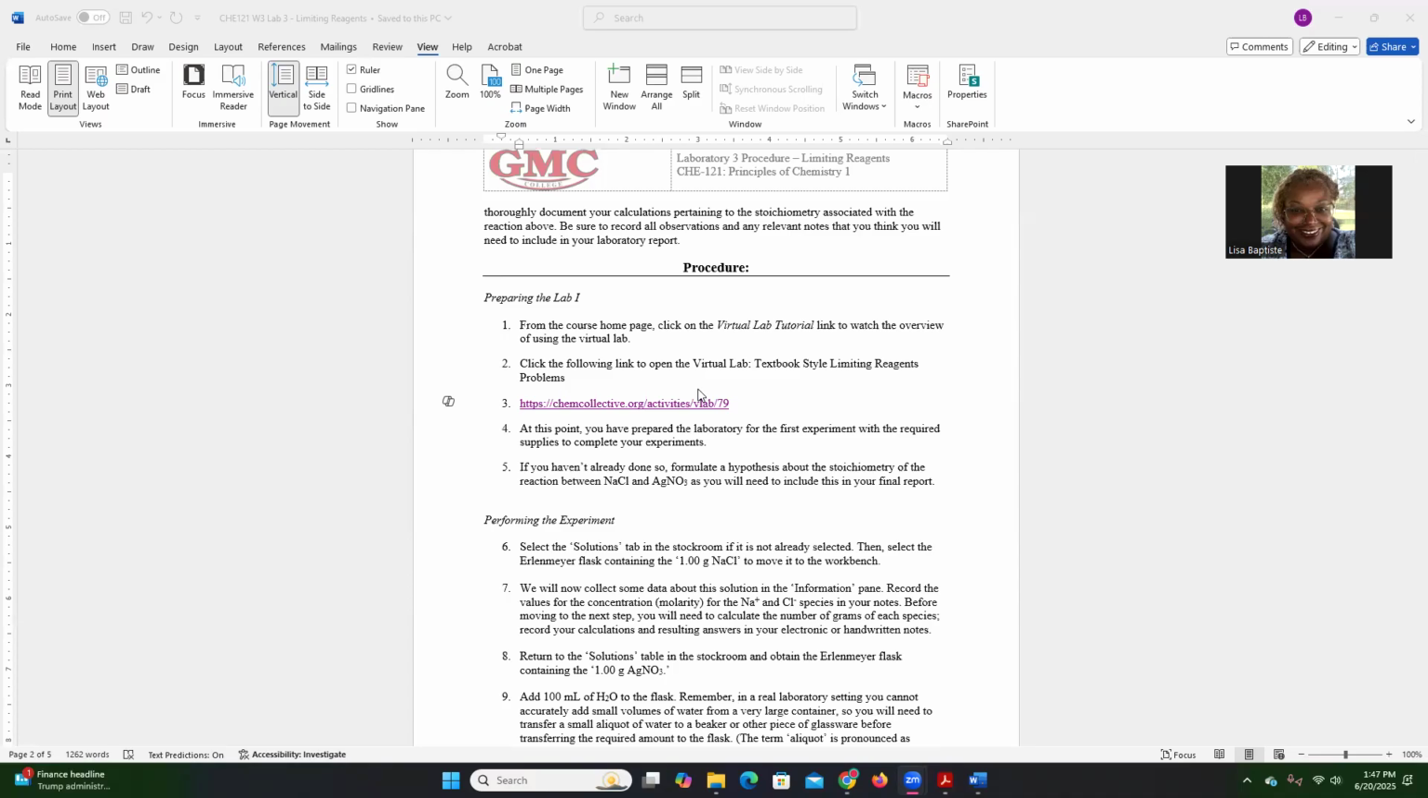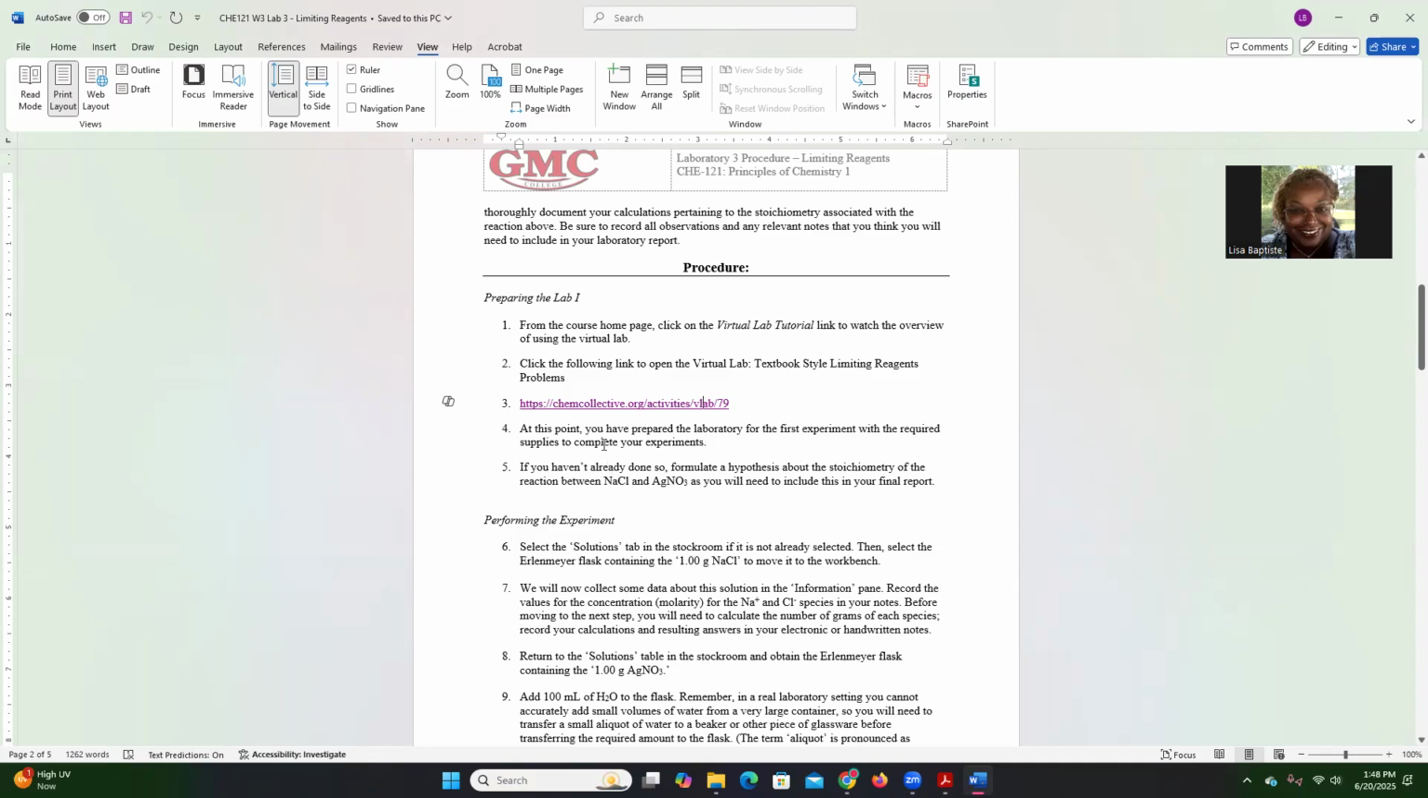If you need a quick tutorial on how to use the virtual lab again, make sure that you look at that link on the homepage. I also have a link for a tutorial that I did on the homepage as well. If we want to bring up the lab for this week for limiting reagents, you just want to click on this, but you want to hit Control and then click on it, like it says here in the box. So you hit Control and then you're able to click on it and it'll come right up. But I'm going to go through it. I already have it brought up.